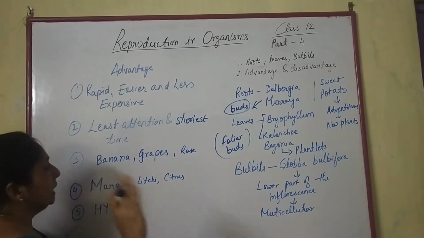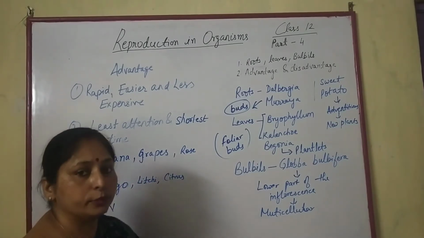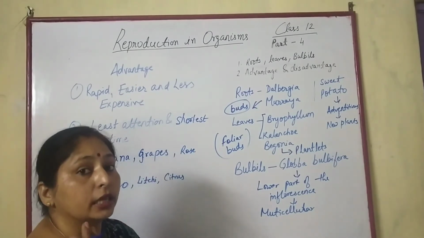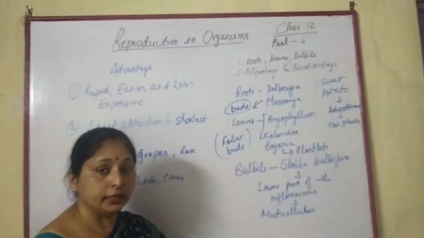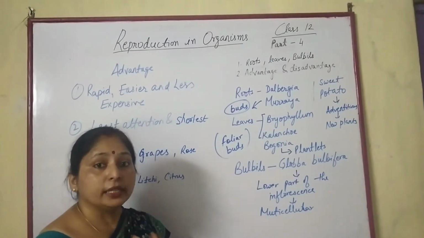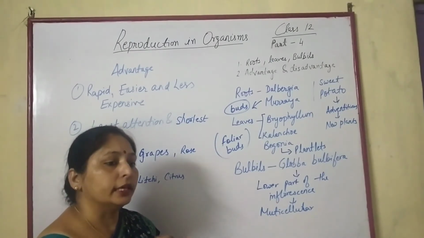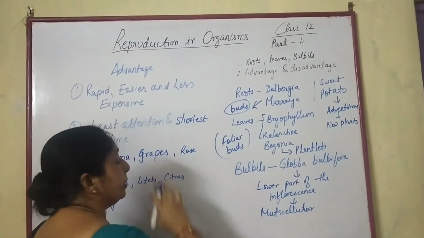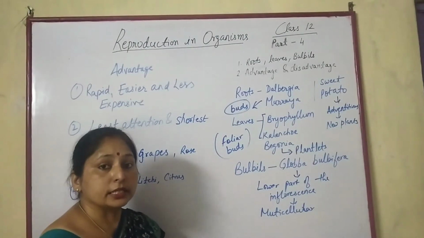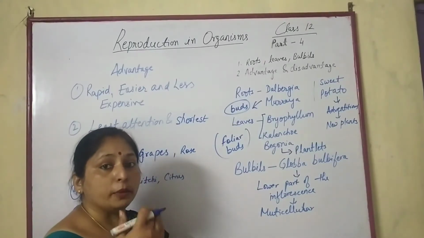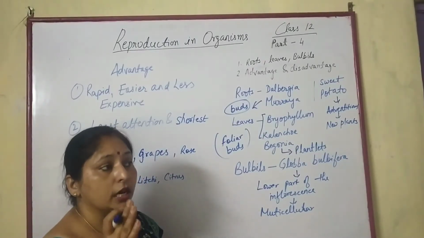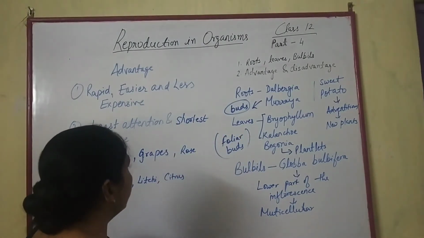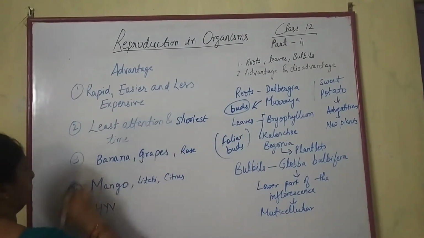Next is least attention and shortest time duration. Least attention, because these are exact carbon copies of their parental type, genetically identical to the parent, so they are well adapted to that particular situation. And as I have already said, the formation of seed and all those processes do not take place, so it takes place in the shortest time period.